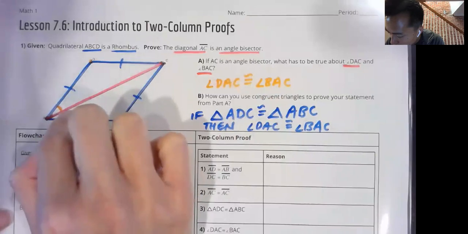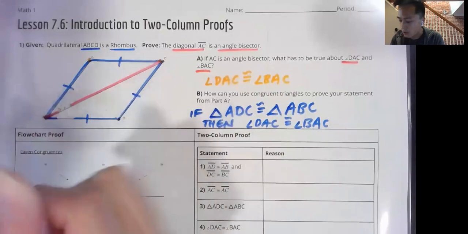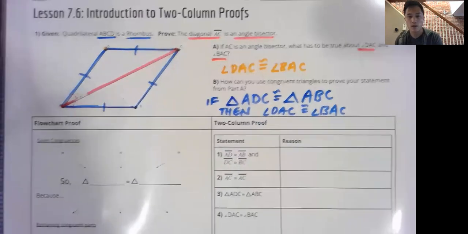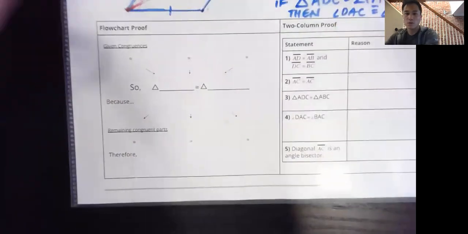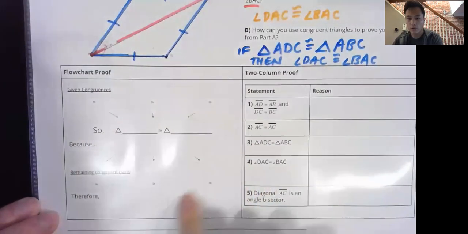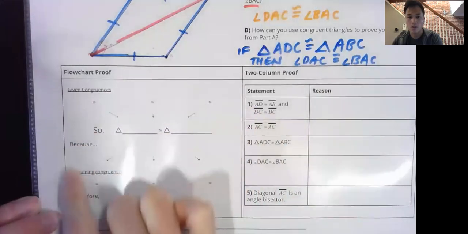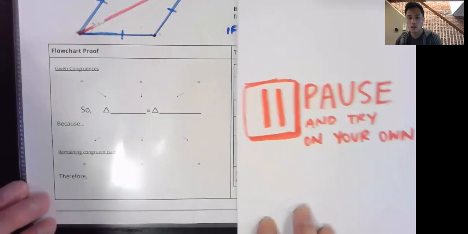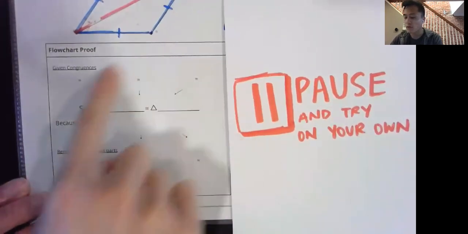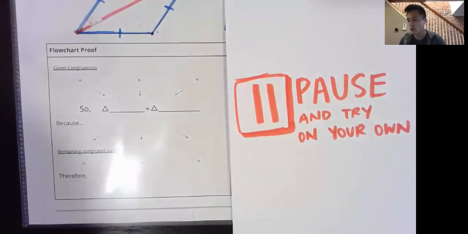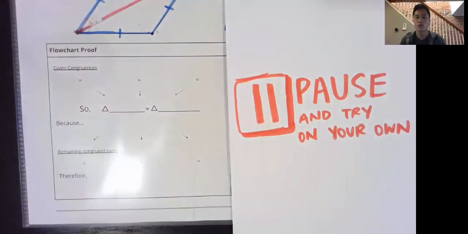Okay, I'm going to erase those markings so we don't get confused with our given information. And now, with what you've been doing the last two lessons, you should be able to put the information together and prove it all using a flowchart proof on the left. So what I actually want you to do now is pause the video, and try to finish this flowchart proof on your own first. And then when you're done, resume the video and we'll check our work. So now you're pausing, complete the flowchart proof, go.